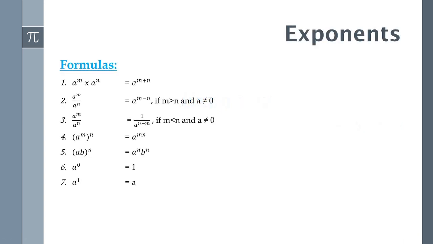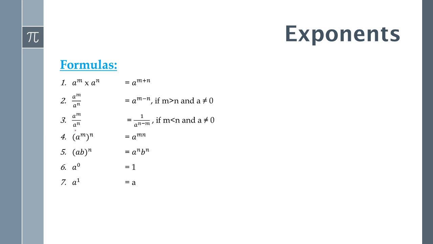Formulas. Coming to the formulas here, a to the power of m into a to the power of n is equal to a to the power of m plus n. A to the power of m by a to the power of n is equal to a to the power of m minus n, if m is greater than n, and a should not be equal to 0.